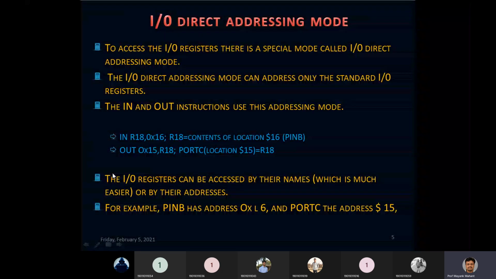So the IO registers can also be accessed by their names, which is easier to remember, or through their addresses. We have both options. In the above example, we can also write IN R18, PINB, which is the same as the address 0x16, and we can also write OUT PORTC, R18, which has an address of 0x15. So in this IO direct addressing mode we have two instructions, IN and OUT, and we can use either the address or the name of the register.